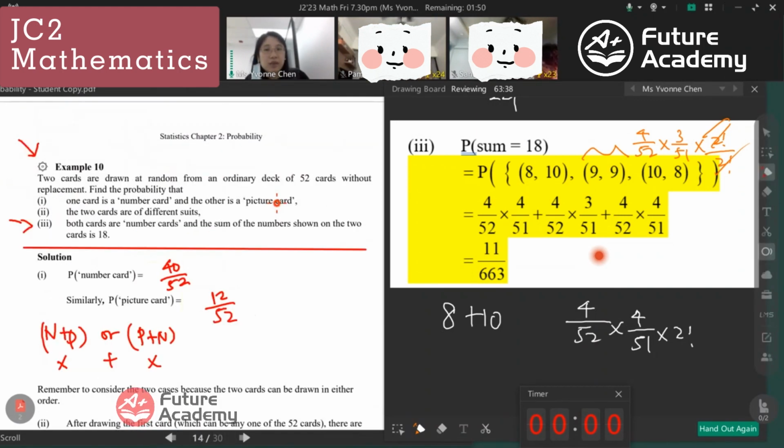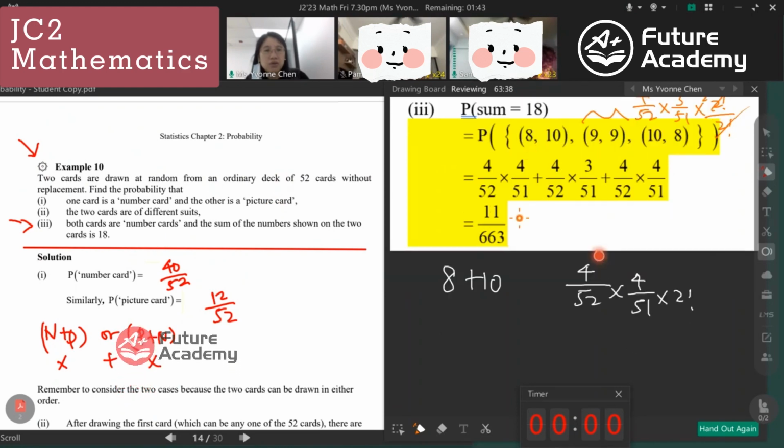Santosh, can I understand your working for part 3? I do 3 over 100 times 40 over 52 times 39. Where does the 100 come from? It's the sum of all the numbers. I drew a table out. Can you upload your table? I hand out the drawing board.